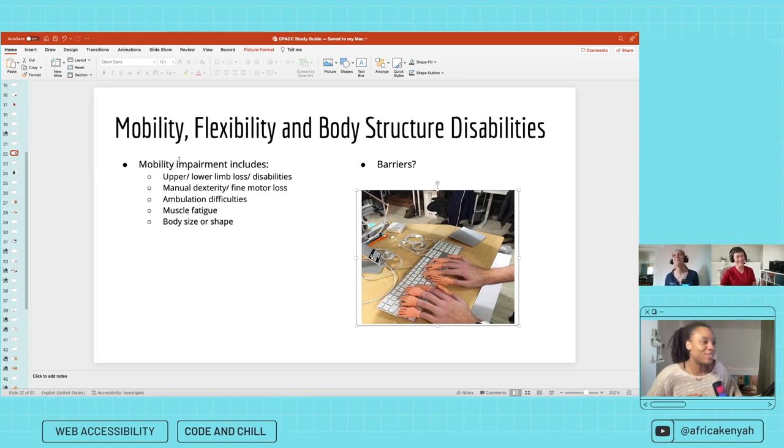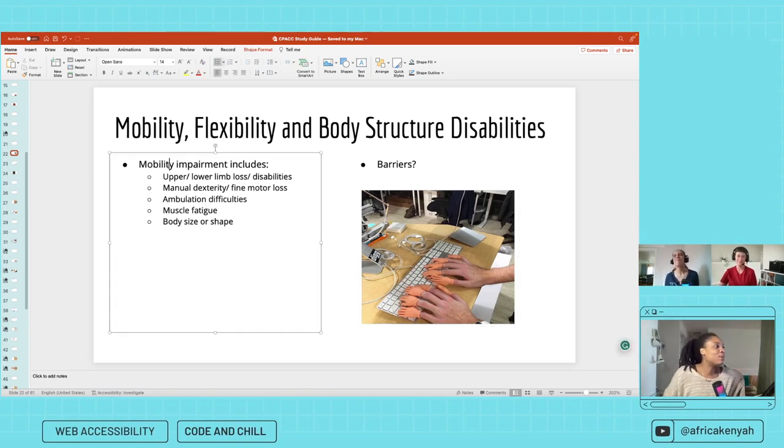It looks ridiculous too. All right, so mobility impairments include upper, lower limb loss, disabilities, manual dexterity or fine motor loss, ambulation difficulties, which is Brandy's specialty, muscle fatigue, body size or shape issues.